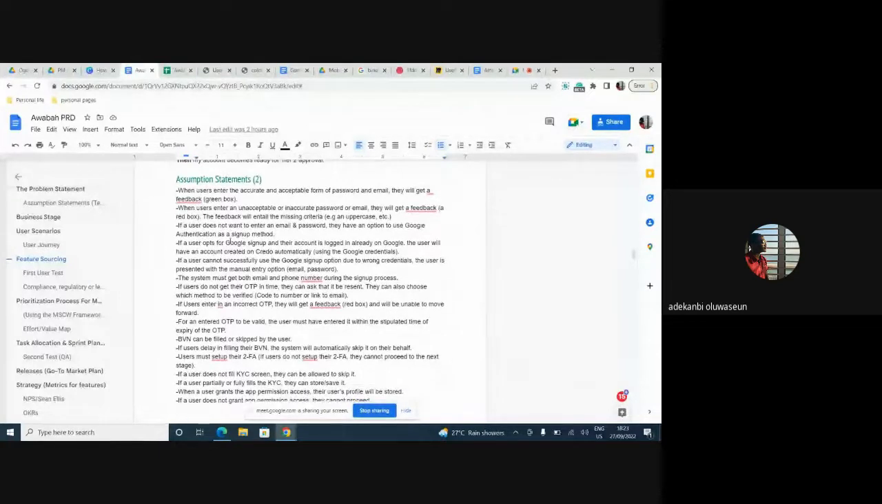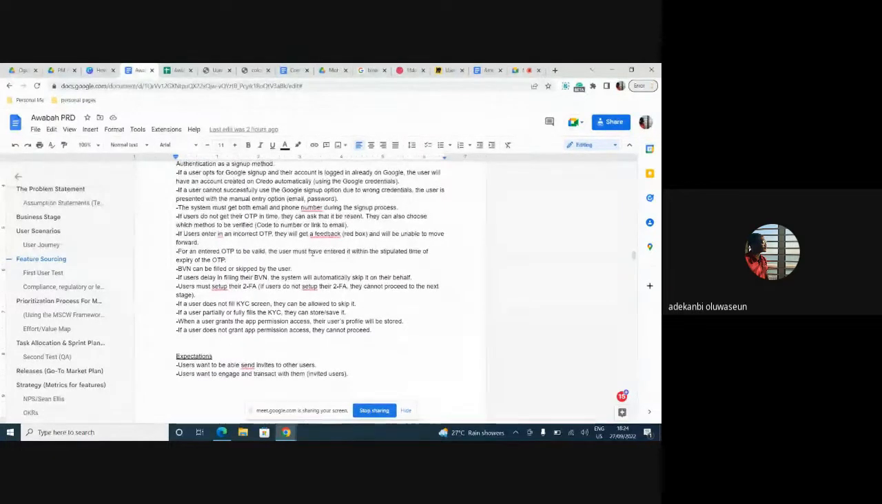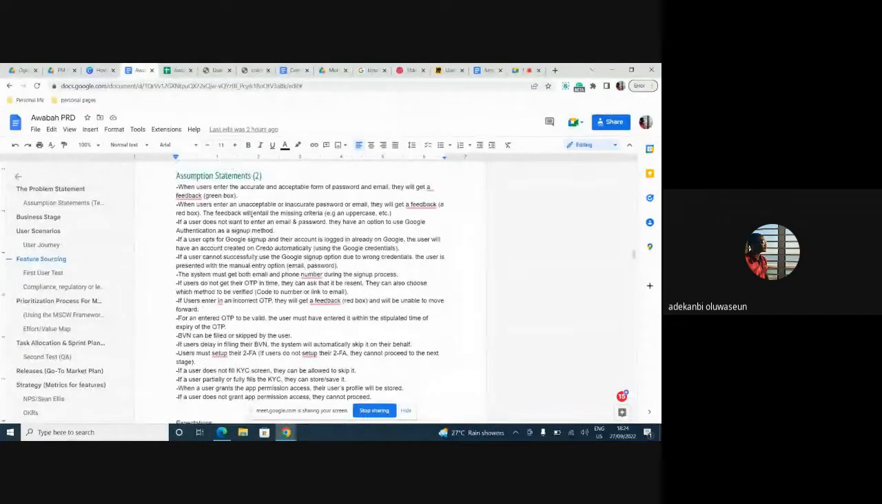So if you read this, you see a lot of other examples. If a user does not want to enter an email and password, they have an option to use Google authentication as a sign-up method. Now, this is an alternative path, right? See the other things within the assumption statement. It says if a user opts for Google sign-up and their account is logged in already on Google, the user will have an account created on Credo automatically, right? So I've factored in all of those scenarios that, oh, if this happens, this should happen. If this does not happen, this should not happen. I think you understand this, right? So this is taking care of the login, right? This is for login and sign up.